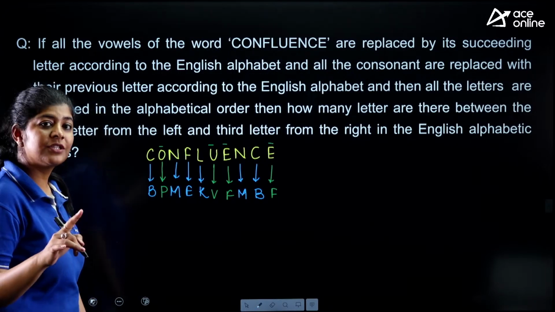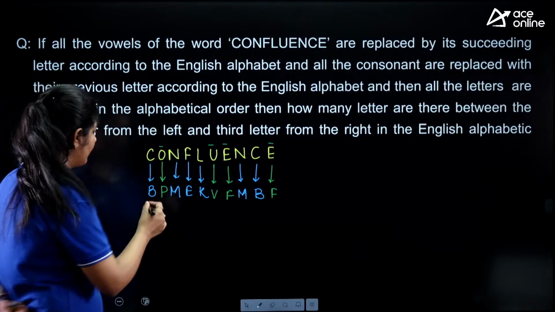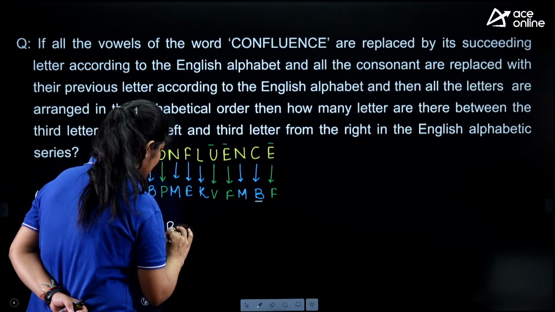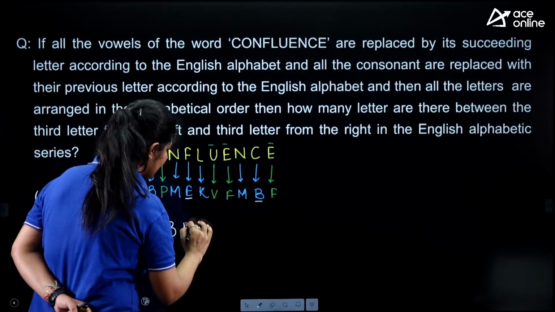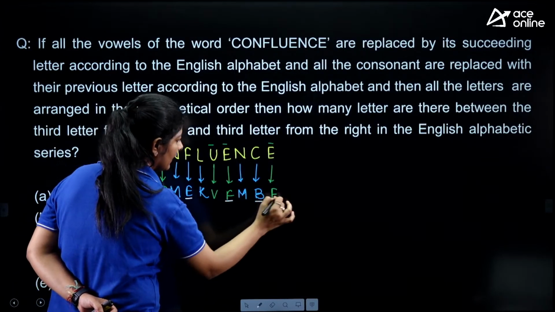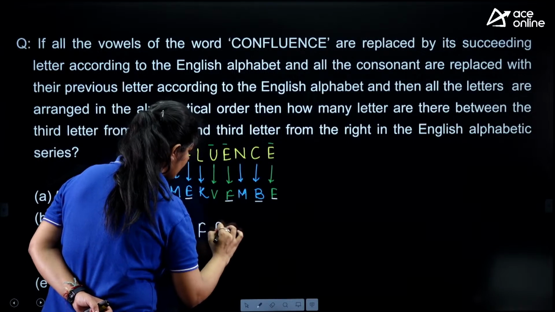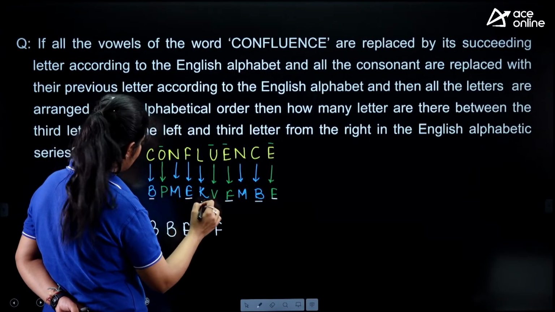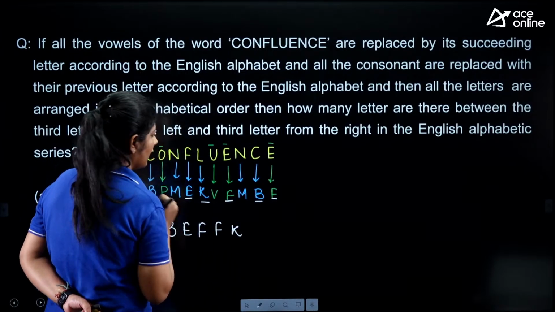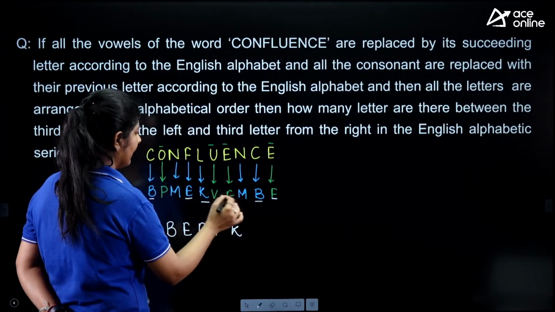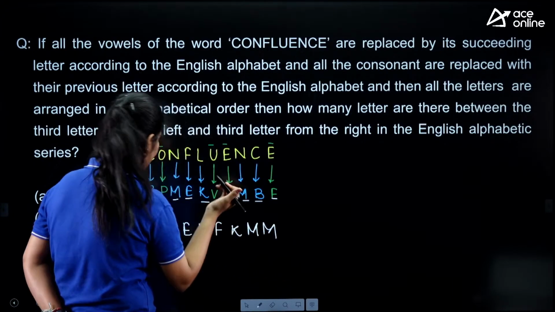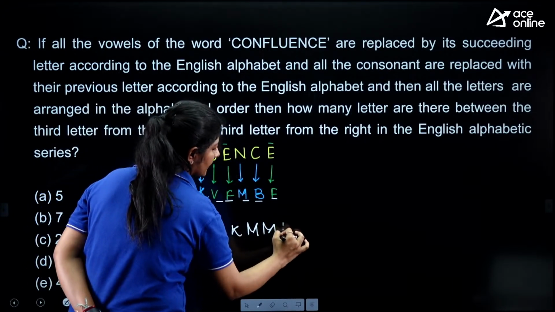Now we need to arrange them in alphabetical order. So first we put B. After that we have E. After that we have F. Right? And after that we have K. After that we have M. After that we have P and B.